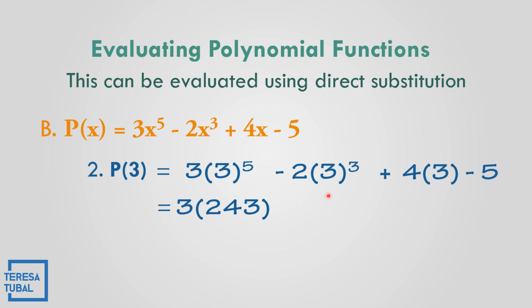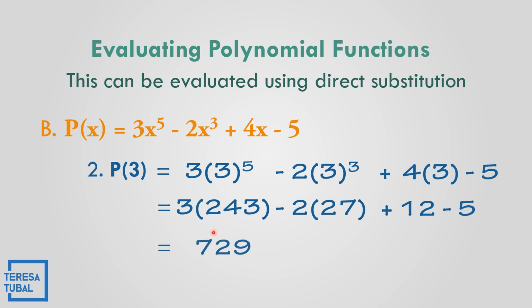Bring down negative 2, 3 times 3 times 3, that is 27. 4 times 3, that is equal to positive 12, and then bring down negative 5. 3 times 243, that is equal to 729. Negative 2 times 27, that is negative 54. 12 minus 5, subtract. So the answer, that is equal to positive 7.